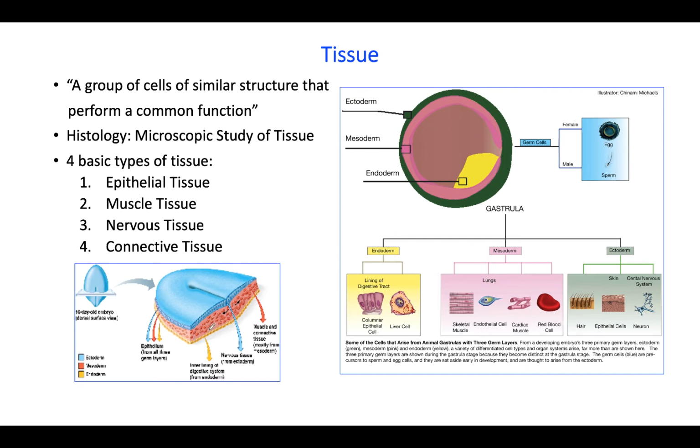This left panel shows that the blue color, the outer layer, indicates ectoderm, and in the middle, the red color indicates mesoderm, and epithelial tissue can be formed from some endoderm, some mesoderm, and some ectoderm. They all together participate to form epithelial tissue.